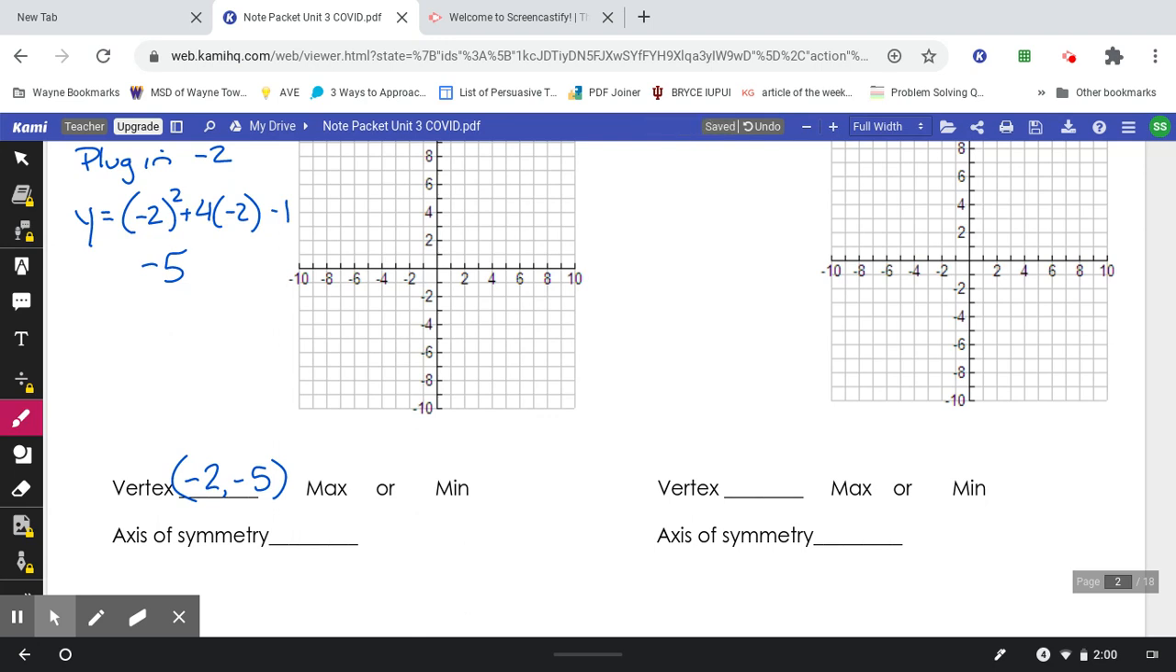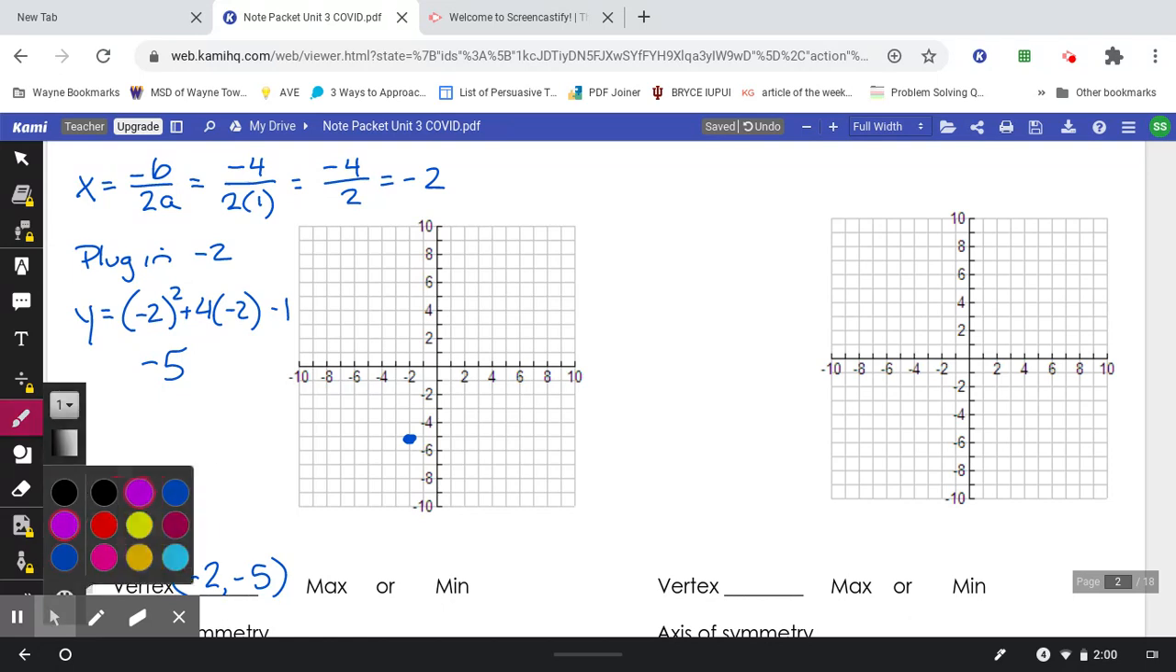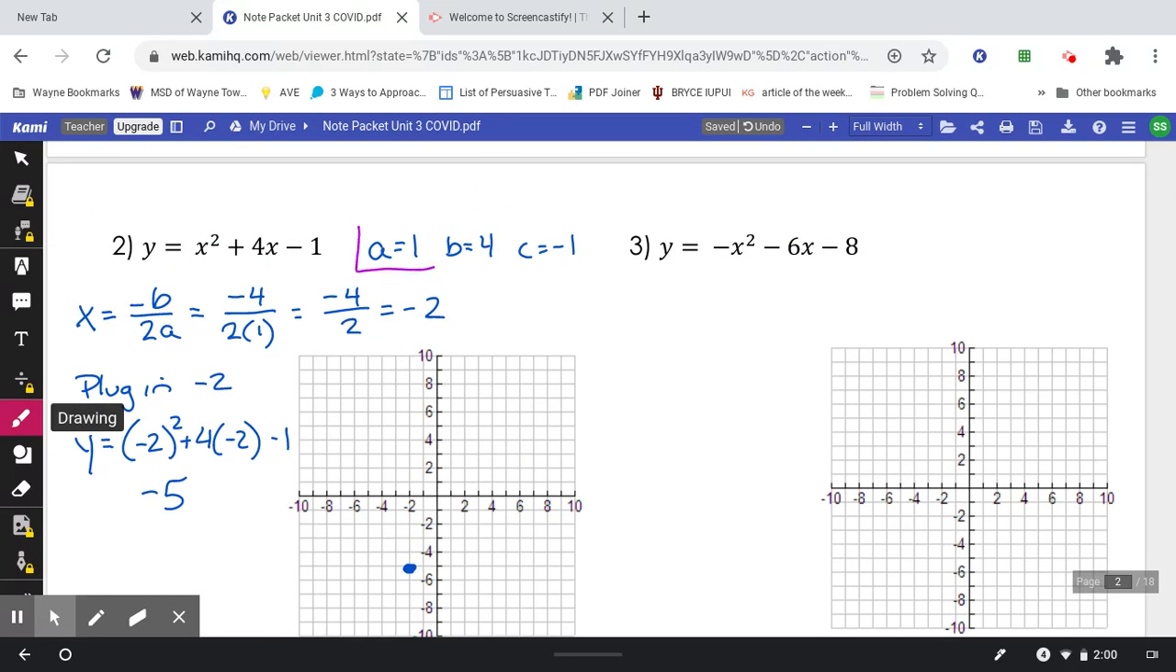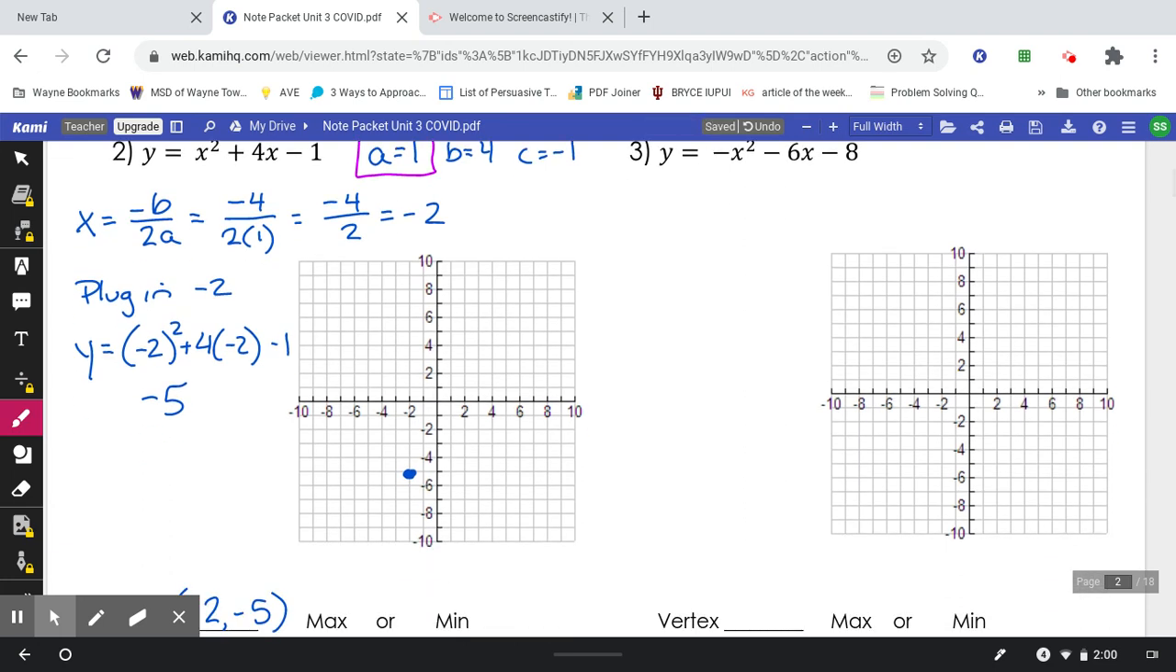And so we'll plot the point, negative 2, negative 5. Left 2 and down 5. From there, we're going to create our pattern. Since my A is 1, I'm going to use the pattern 1, 3, and 5. So I'm going to go up 1 over 1, up 3 over 1, and up 5 over 1. Same thing on the other side.